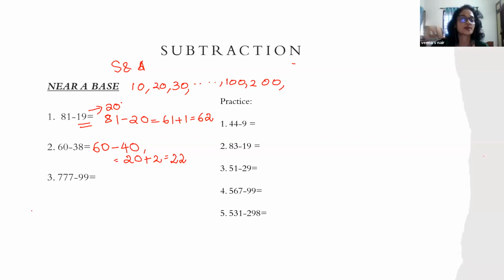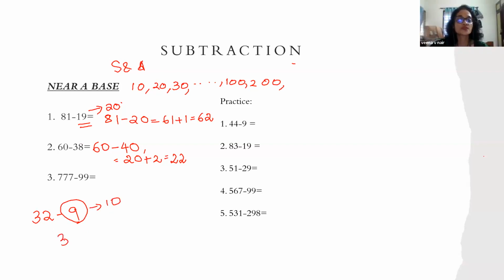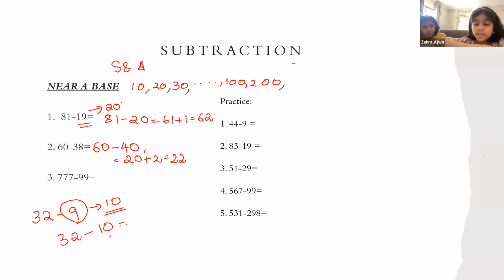Okay. Let us take a number. 32 minus 9. 9 is close to which number? 10. So in subtraction, first we subtract the base number. We have taken 10 as a base number, since 9 is closer to 10. So first 32 minus 10, that is 22.